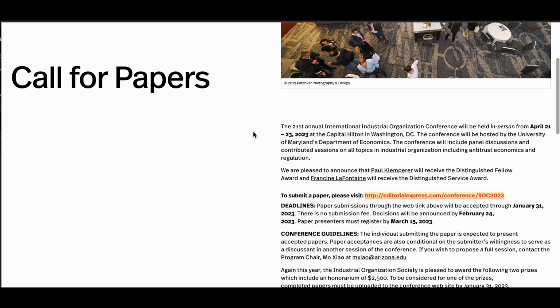They're happening in perpetuity. So you should have some kind of method for compiling them and keeping track of them, so that when calls come up that stand out to you and give you a good reason to respond, you're prepared to do that.